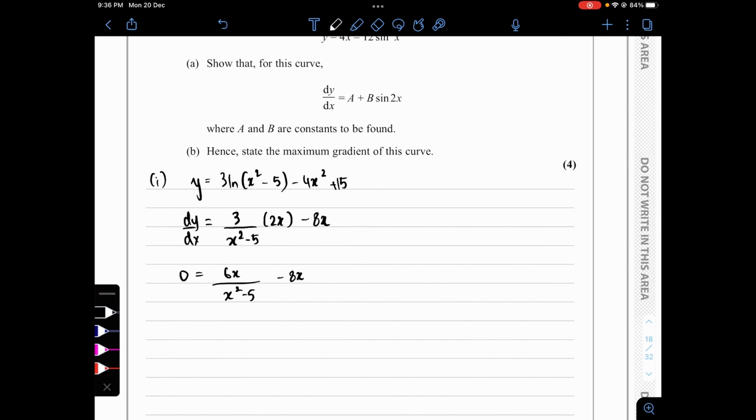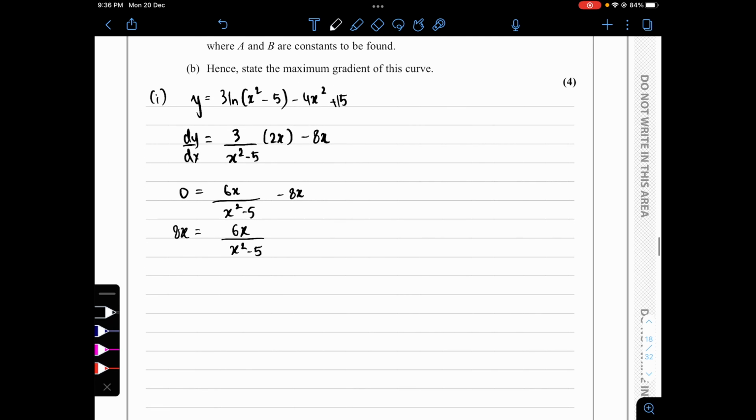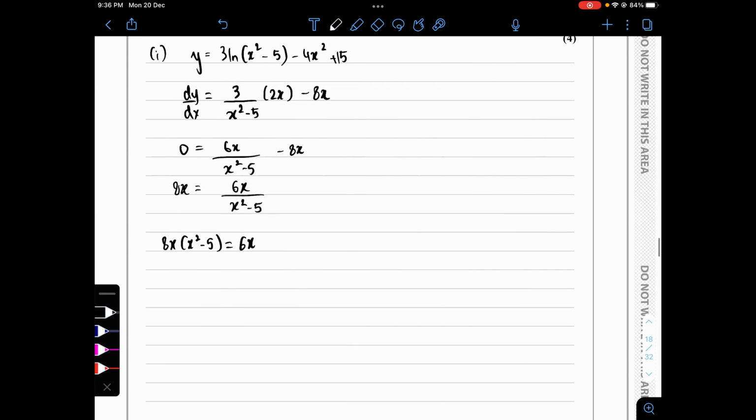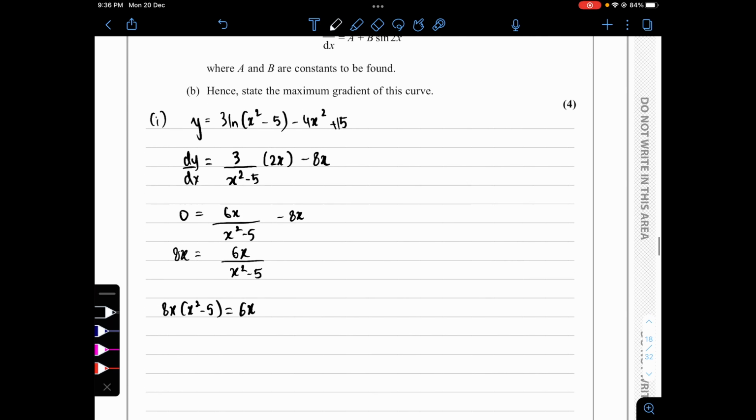So that'll be 8x equals 6x over x squared minus 5. And then we can take the denominator to the other side. So it becomes 8x bracket x squared minus 5 equals 6x. That'll be 8x cubed. No, it's 8x. No, it's just 8, sorry. Yeah, it is 8x, yeah.